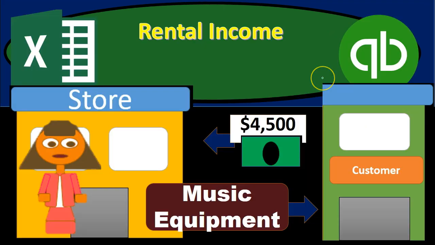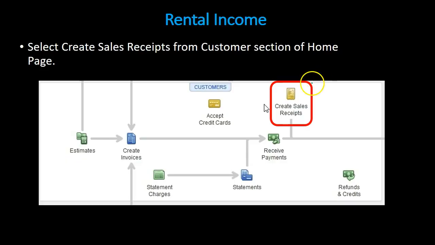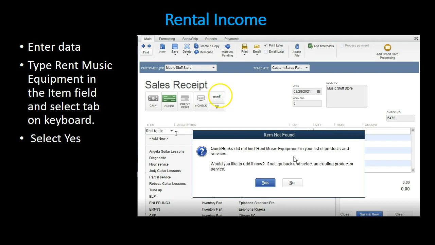We're first going to take a quick look at QuickBooks and then jump over to Excel and enter the data there. We're looking at the customer section of QuickBooks. We will be entering a create sales receipt, and we will be renting music equipment and receiving payment at the same point in time. If we look at that form, we have a create sales receipt form. It looks much like an invoice, but it does have the payment options included as well.